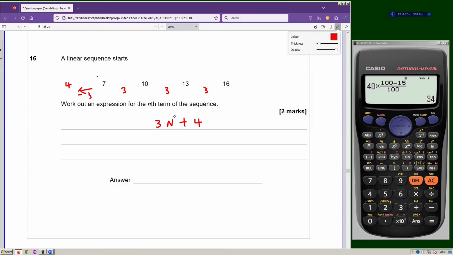But I know we start with the first term. We just check it with one of the terms. Let's check it with the second term. 3 times 2 is 6 plus 4 is 10. Works, yeah? Oh, I've got to put it in there, so I've done it twice, but never mind.